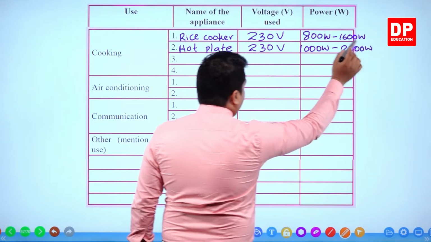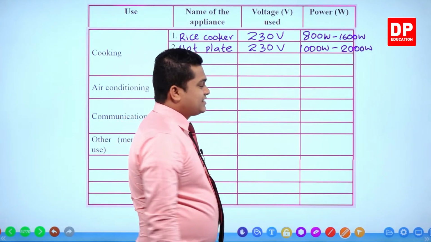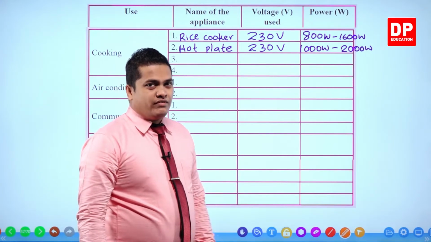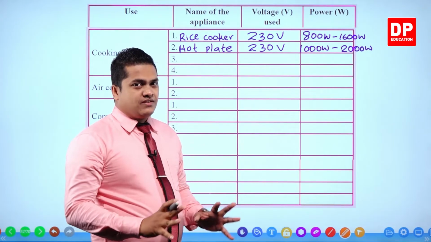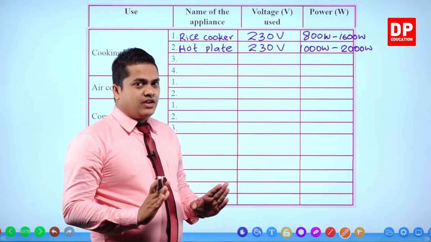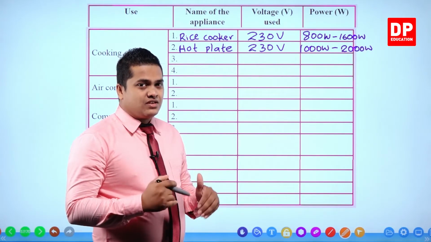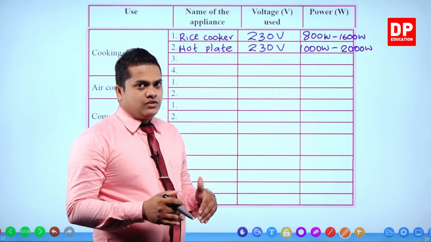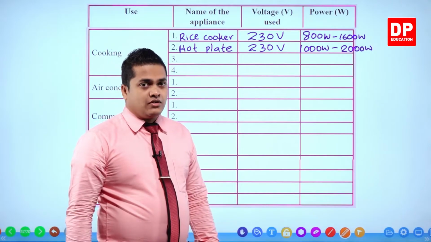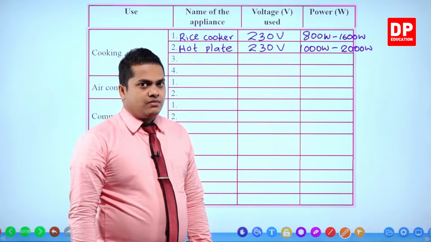However, each and every hot plate is going to start from around 1000 to 2000, right? There are 600 to 800 ones as well, but I'm mentioning the several hot plates that we use in our day-to-day activities to do our work easily. So at least this watt value is around 1000 to 2000 in these hot plates.